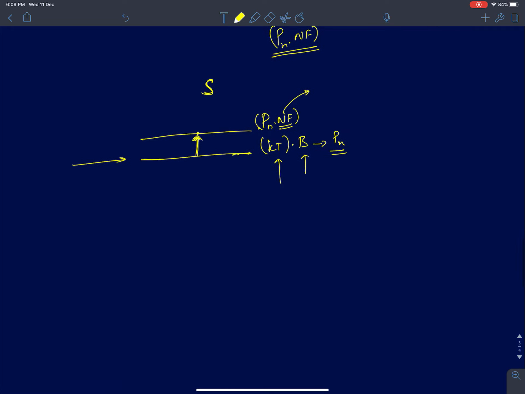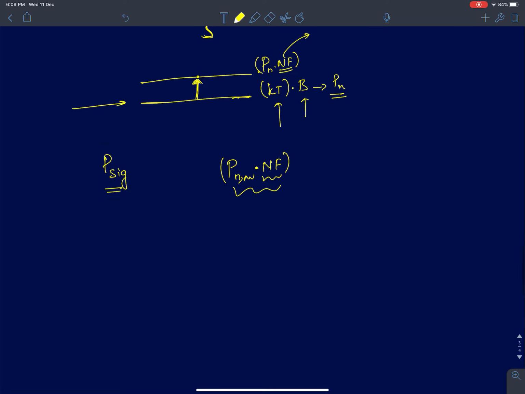Okay, so if I give you the input noise power, that is available noise power, and then ask you to find how much the noise power increases as it goes through the receive chain, you can simply multiply it by NF. So NF here is the input referred noise figure, the total noise figure of the system. You just have to multiply it with this. Your signal power will remain as it is.